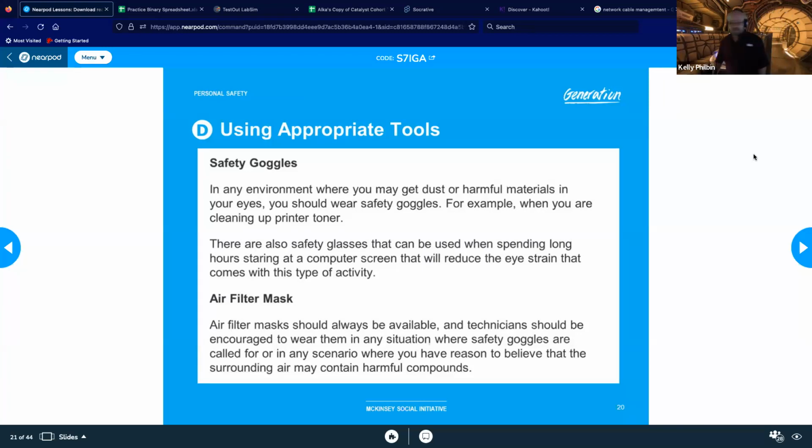Also, if you're going to be going into dusty areas, and you have any kind of respiratory issues or you want to prevent any kind of respiratory issues, wear an air filter mask. Because you get mold, all that kind of fun stuff. In older buildings, you have things like asbestos you don't want to mess around with. So make sure to wear protection.